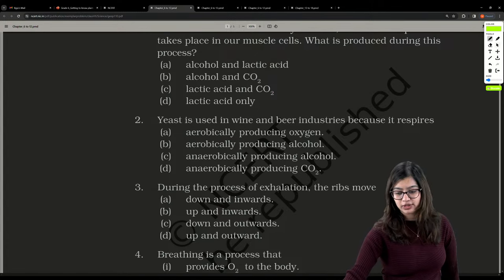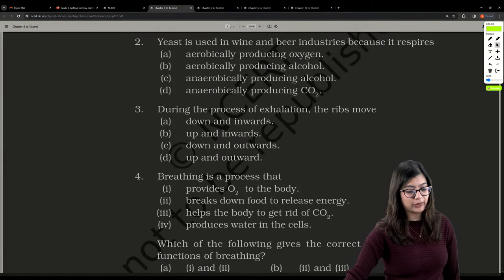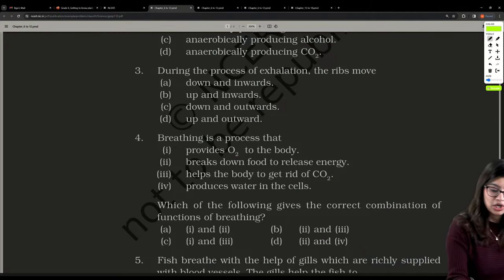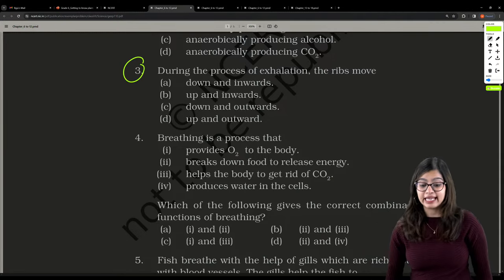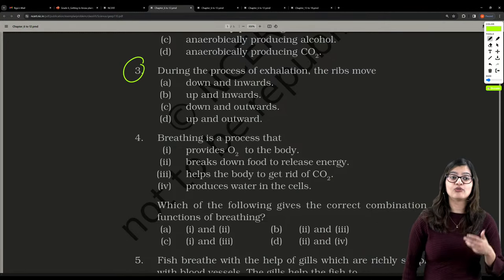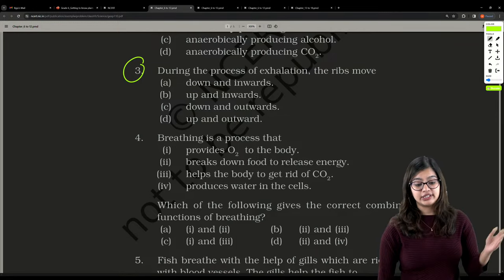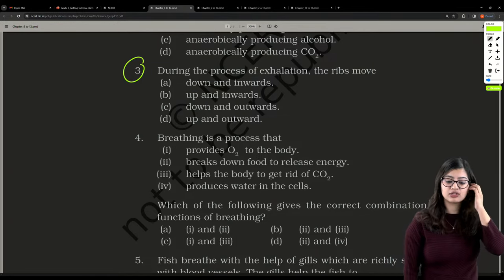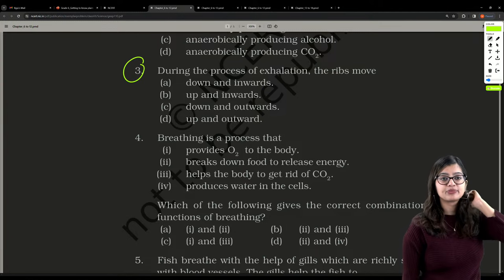Now let's go on to the next question, which is question number 3. Good question on breathing mechanism. During the process of exhalation, the ribs move how? It moves down and inwards, up and inwards, down and outwards, or up and downwards.